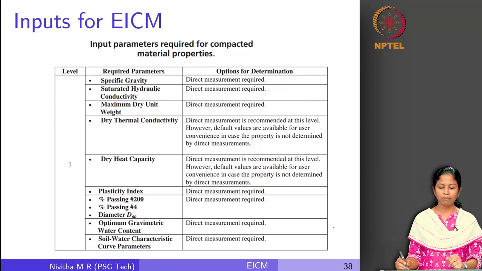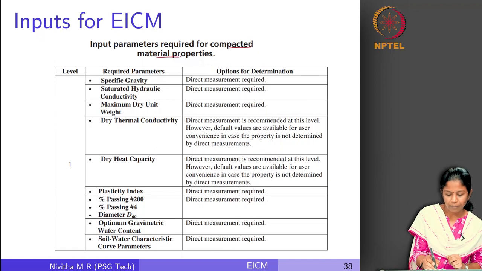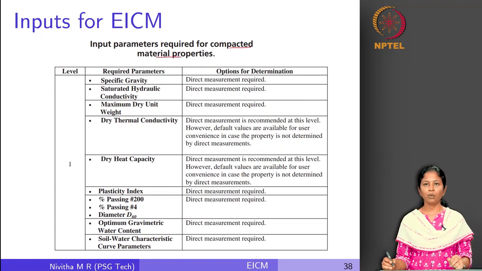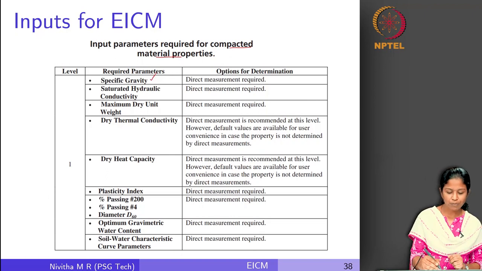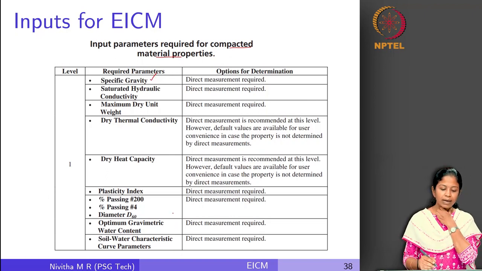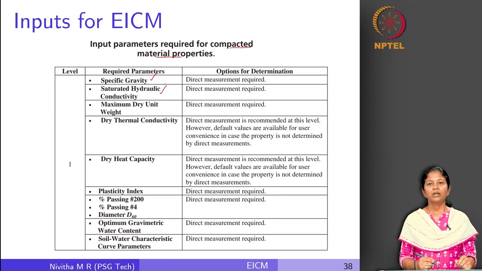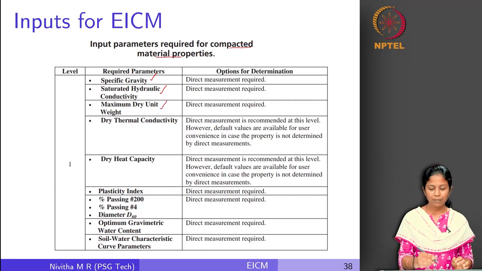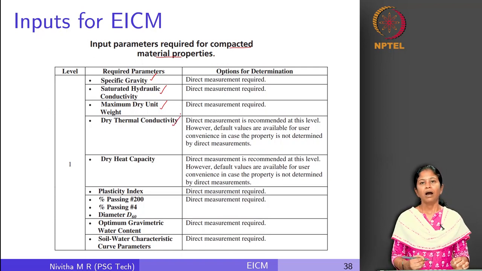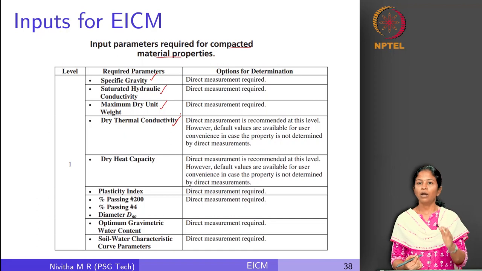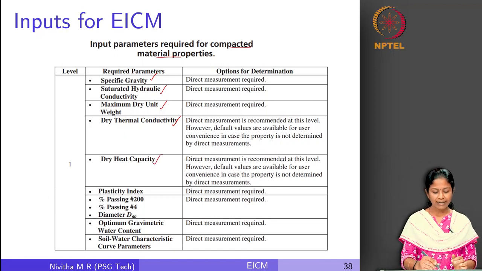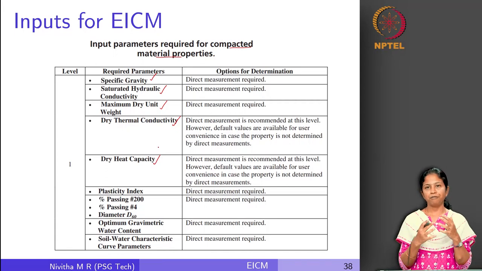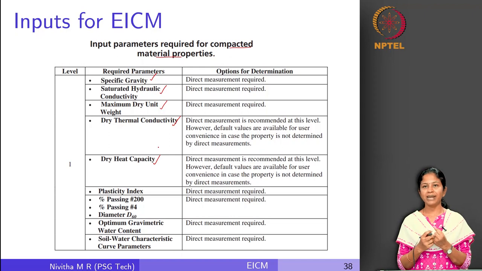Next, what are the input parameters required for compacted material property? We have another table wherein the input parameters required for in situ condition is also given. So this is for compacted material property. So we want the specific gravity, right? This is for a granular layer, and we want the saturated hydraulic conductivity. So what is the conductivity of the soil? How much water it is able to transmit under saturated conditions? Similarly, maximum dry unit weight, we know that. Dry thermal conductivity, what is the thermal conductivity of the soil when it is in a dry condition, right? And what is the dry heat capacity? So again, in a dry condition, if a heat is supplied to this particular soil, how much heat it is able to withstand, and how long it is able to withstand that heat.